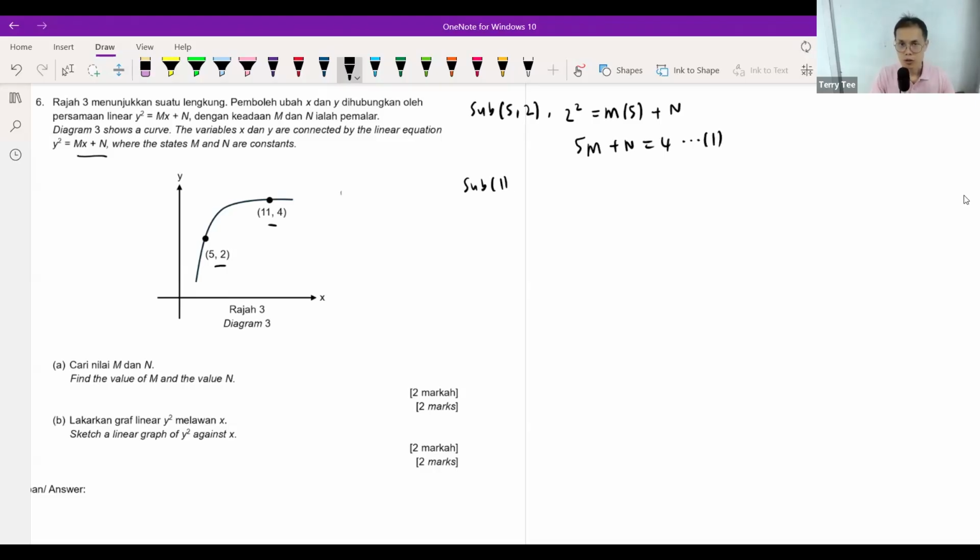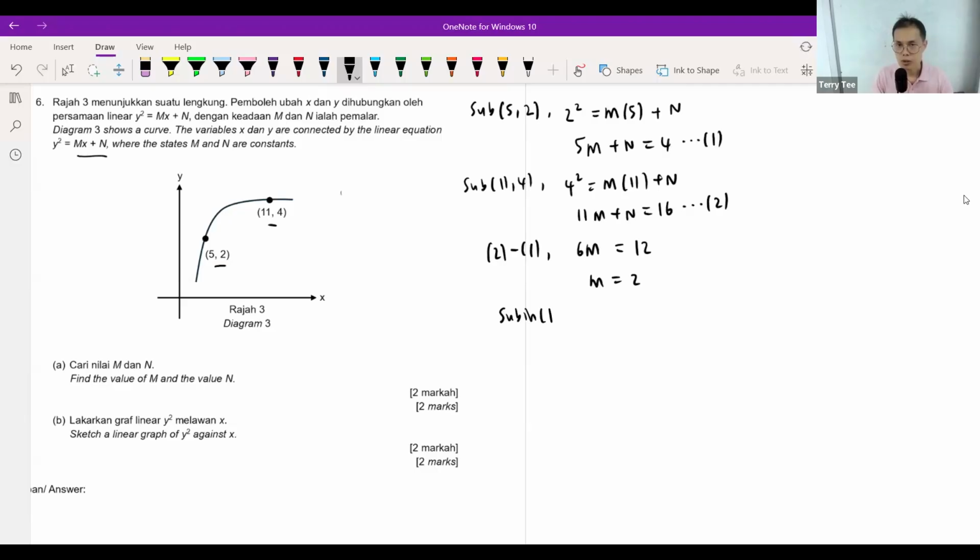Then you sub in the second coordinate, 11, 4. Your y is 4. Your x is 11. So you get 11m plus n equals to 4 square, which is 16. Equation number 2. From here, we just solve them simultaneously. I take equation 2 minus equation 1. 11m minus 5m is 6m. n minus n becomes 0. 16 minus 4, you get 12. m is 2.